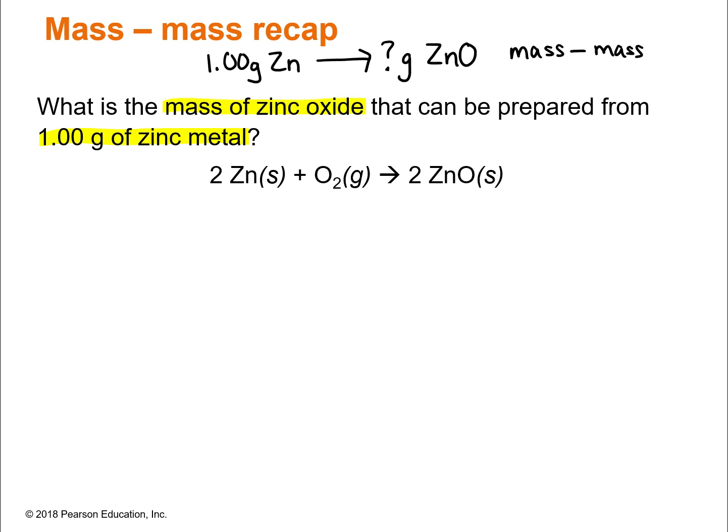So I looked at the given information in the question, and I said, all right, I'm given grams of zinc, which is a mass. And my question is, what is the mass of zinc oxide? So that's another mass. That makes this a mass-to-mass question. We're taking the mass of the given, converting it to the mass of our unknown. That help?